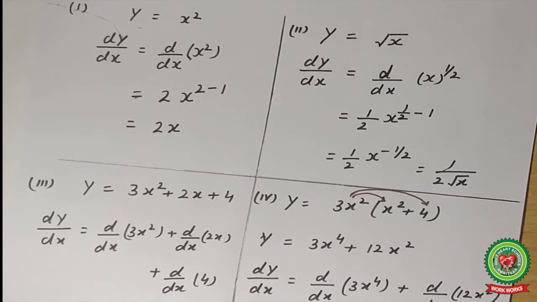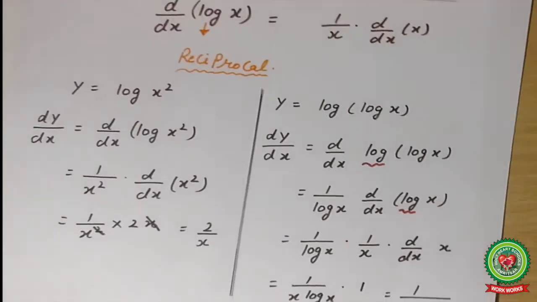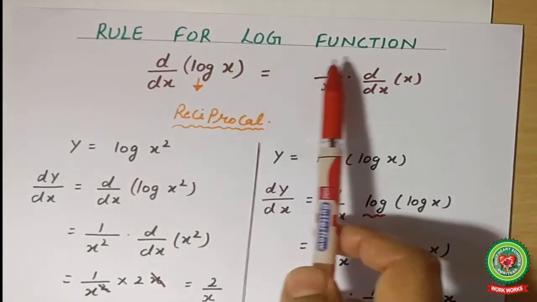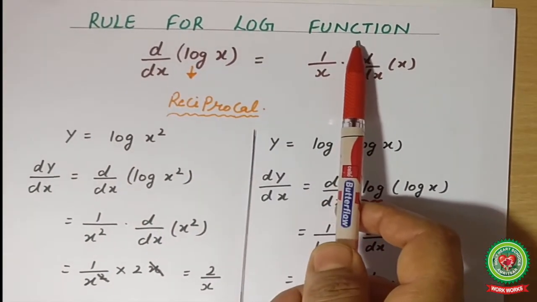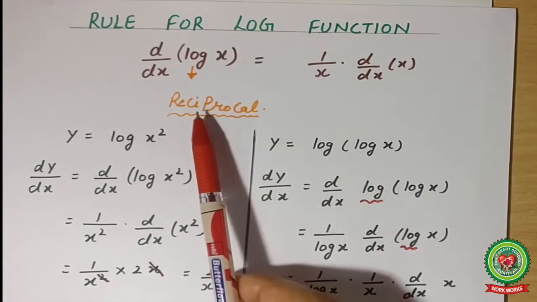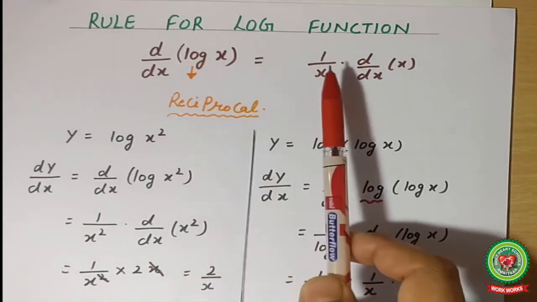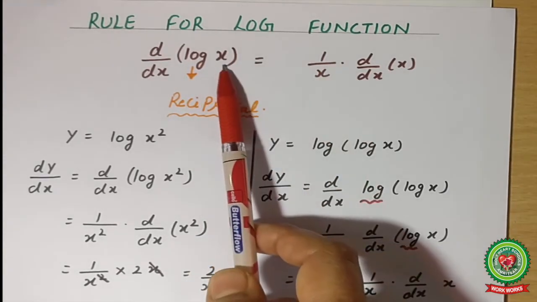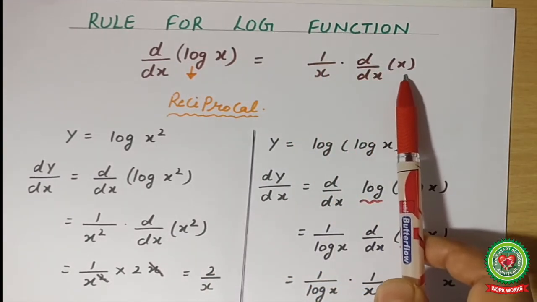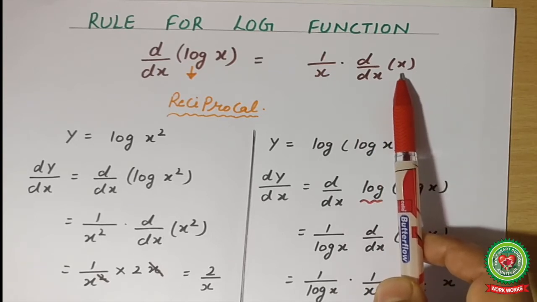Now the second rule is for the log function, when the function is in the log term. ddx of log x: log means reciprocal, the reciprocal of the function. Log x gives 1 upon x. Now, 1 upon x into ddx of the function. This is the rule for the log function.